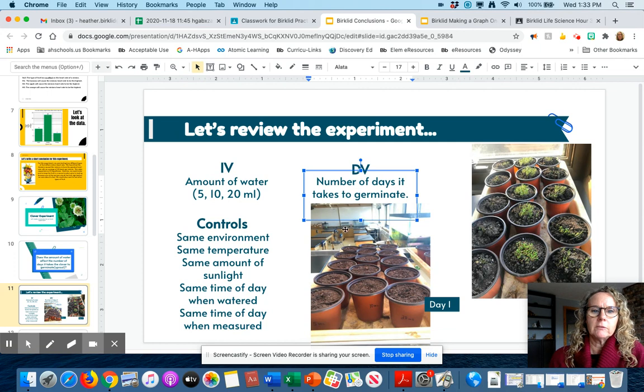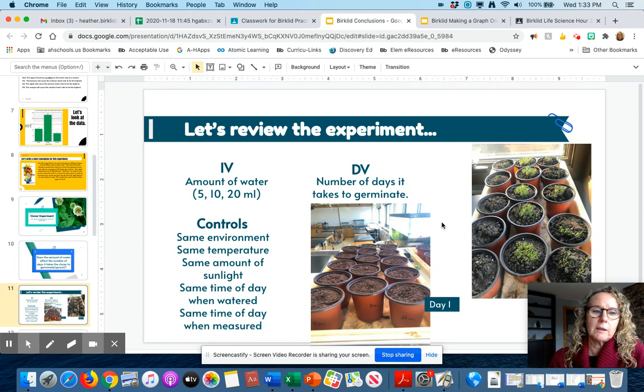Okay. And then some of the controls that we had were the same environment, the same temperature, the same amount of sunlight, the same time of day when they were watered, the same time of day when they were measured. So you can see here was our day 1, and here for us was day 6, but you can't see it because it's behind my face.